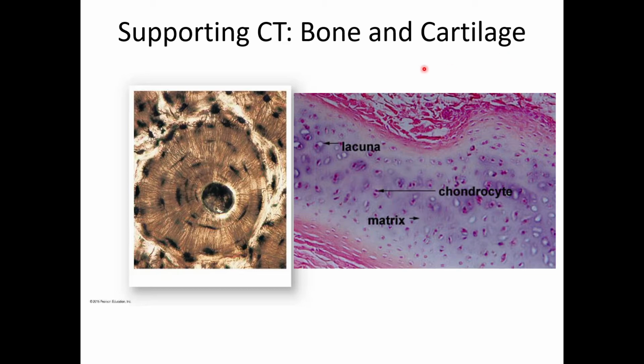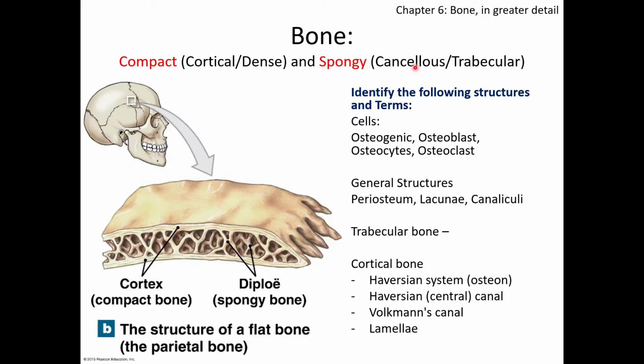Alright, so taking a look at our supporting connective tissue. Now first up we have bone, right? So for our bone we have two different types. We have compact bone, and these are the two additional names for the compact bone. It's cortical or dense. And then we have spongy bone, which you can also call cancellous or trabecular.